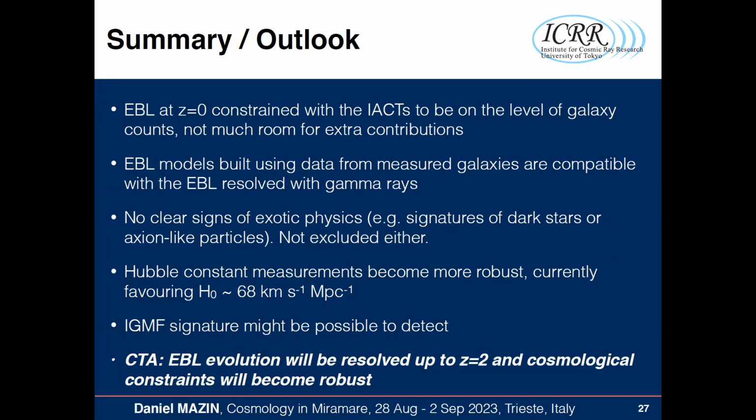So I think I will stop here by saying that this indirect technique works very well using gamma rays in order to study the extragalactic background light and to study observational cosmology, through producing constraints on the EBL models and studying the possible measurement of the Hubble constant. And there is now quite strong development in the intergalactic magnetic field measurement, which might be possible.